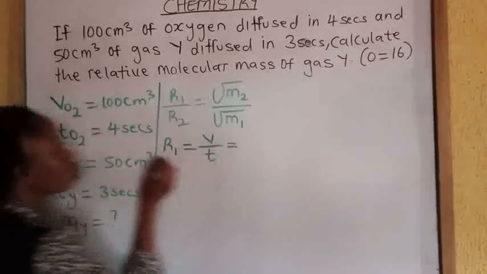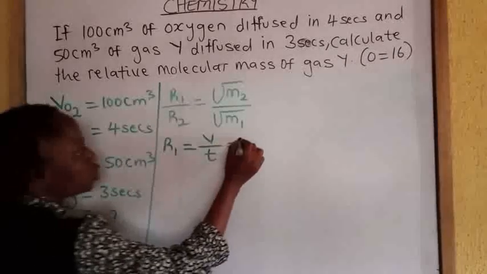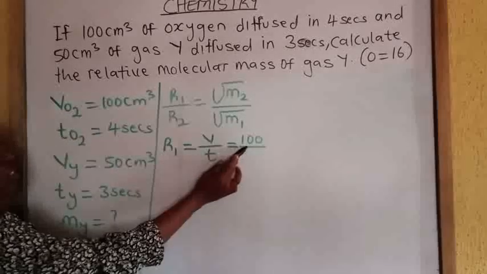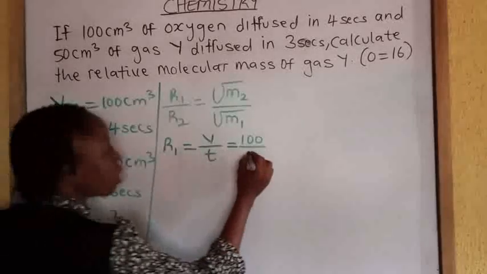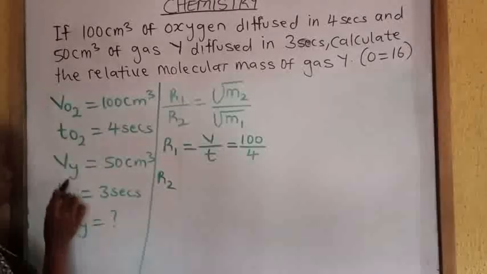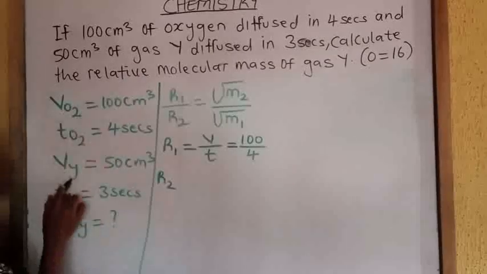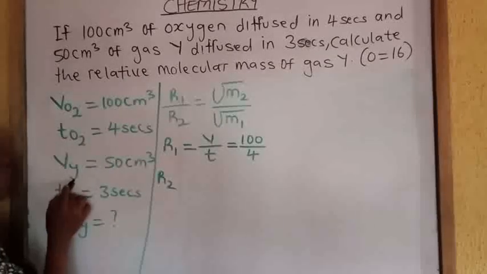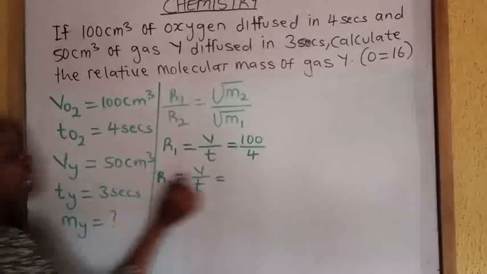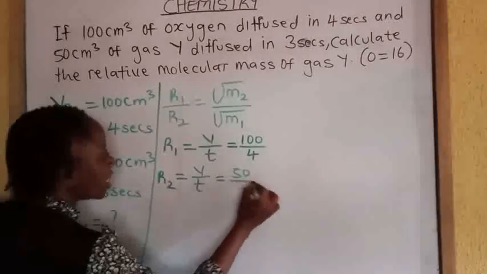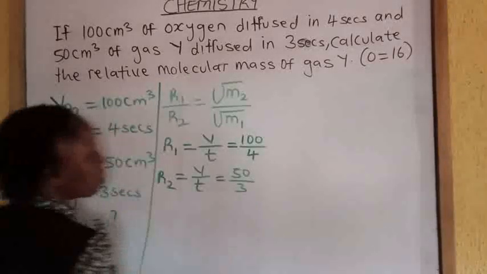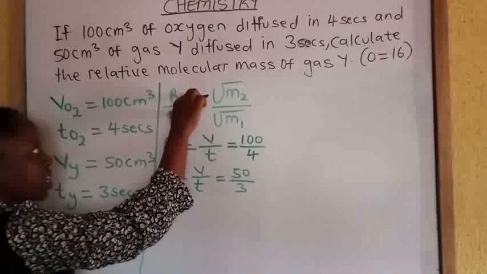So that will be equal to the volume of oxygen, which is 100, divided by the time taken for this 100 to diffuse, which is 4 seconds. Then we look for R2, that is gas 2. The second gas mentioned in the question is gas Y. So the volume of gas Y, that is volume divided by T, equals 50 divided by the time taken for this 50 to diffuse, equal to 3 seconds. So therefore we can calculate rate.